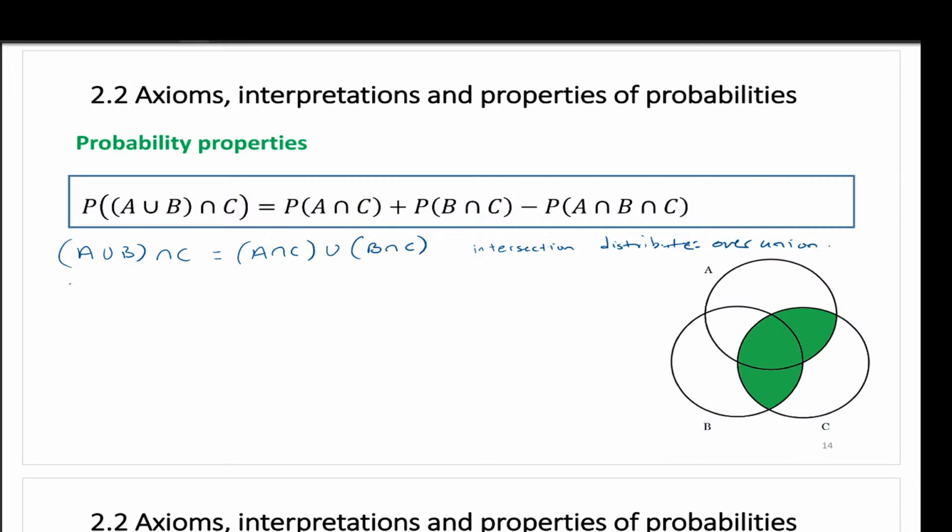And furthermore, A intersect B union C is equal to A union C intersect B union C. So these are two properties I just want to point out. And then from those two properties, these intersections are easier to see.